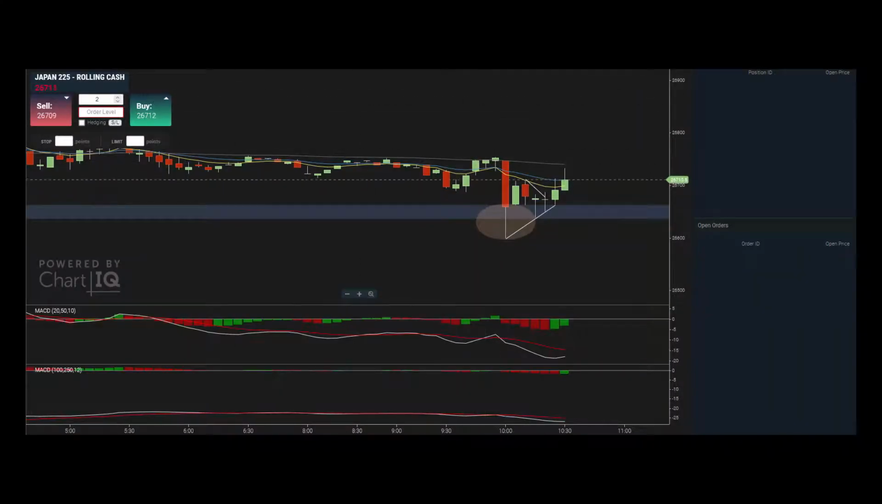So all closed out. All in all, I had a couple of losses at the start, and then I made it back, plus a little bit more. So it wasn't a big day at all, but that's what happens.